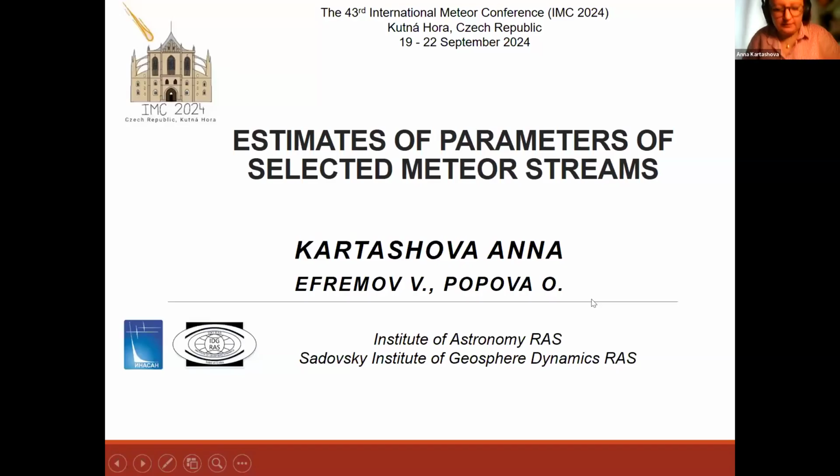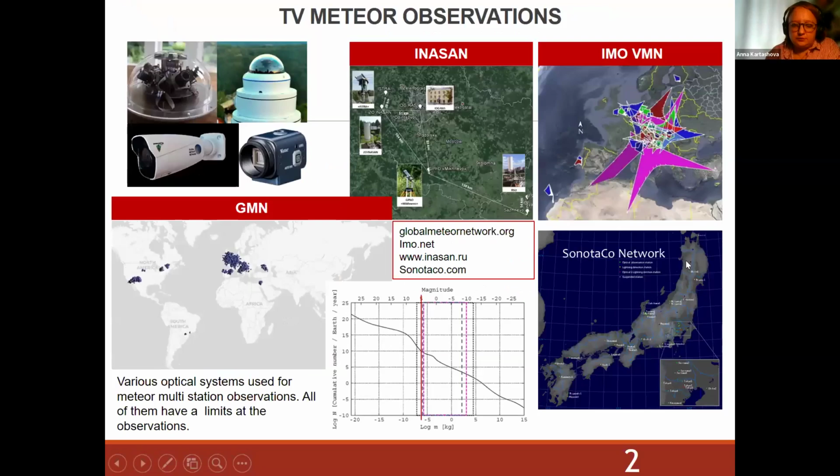Good afternoon. And I'm continuing to talk about the meteor streams. As you know, day by day, small particles enter the Earth's atmosphere. Some of them can be dangerous to human life, and some can be dangerous for the work of spacecraft and space telescopes. All information about these small meteoroids we can get from observations of their entry into the atmosphere. Various optical systems are used for meteor multi-station observations, and all of them have limits.